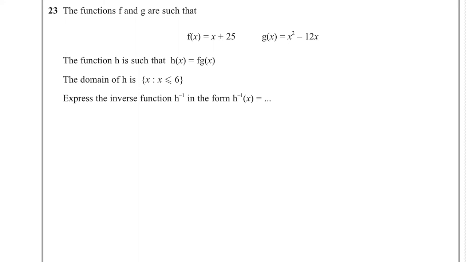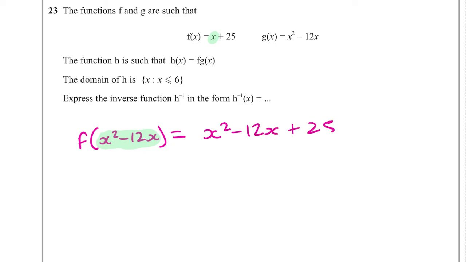Okay, the functions f and g are such that f of x equals x plus 25, g of x equals x squared minus 12x. The function h is such that h of x equals f of g of x. So what does that mean? f of g of x means you go through f of x squared minus 12x. So what does that equal? Everywhere there's an x, I'm going to substitute in x squared minus 12x. So I'm actually going to get x squared minus 12x plus 25. This is now h of x.